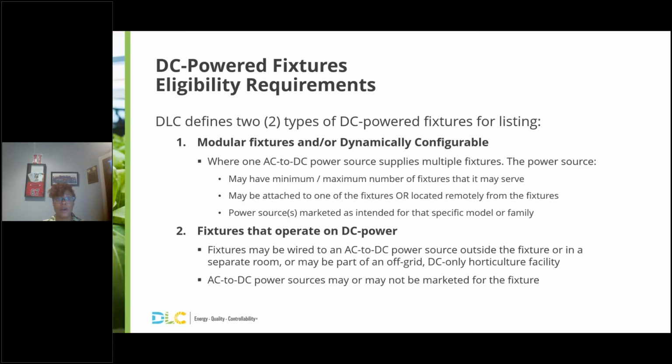With DC powered fixtures, there are two types of powered fixture that we have available for listing. They are modular fixtures and dynamically controlled fixtures. This is where one AC to DC power source supplies multiple fixtures. This power source may have a minimum and maximum number of fixtures that it may serve, and you will have to supply that information in your application form.